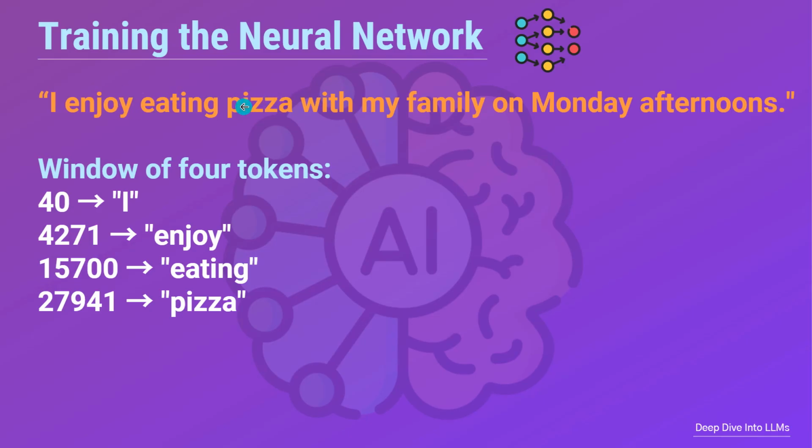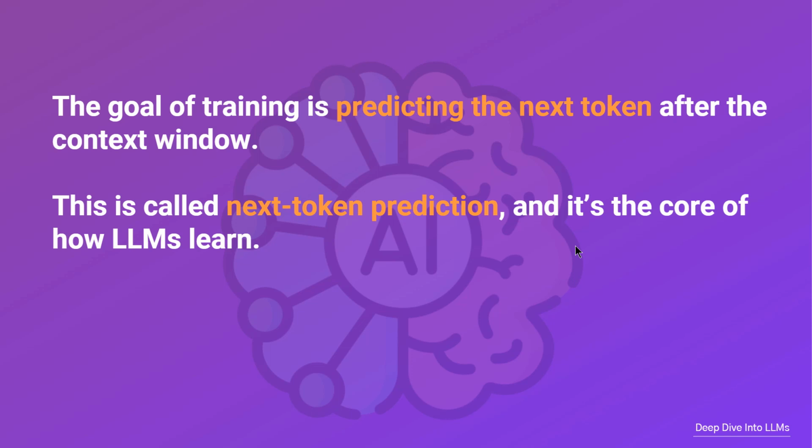Let's take this example sentence: I enjoy eating pizza with my family on Monday afternoons. And we take a window of 4 tokens: I enjoy eating pizza. These are the tokens for these words. The goal of training is simple: predict the next token after the context window. This is called next token prediction, and it's the core of how LLMs learn.